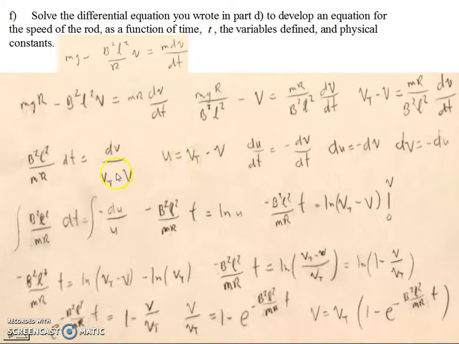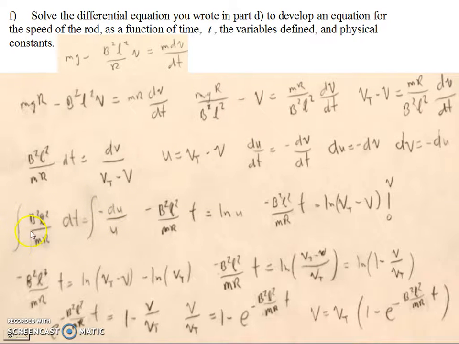So I say u equals vt minus v. We differentiate both sides with respect to t. Vt is a constant. That just is the terminal speed. So du dt just equals negative dv dt. Get rid of the dt's. Du equals negative dv, and dv equals negative du. And now we're ready to substitute this back in here, substitute this back in here, and now we're at this step here.